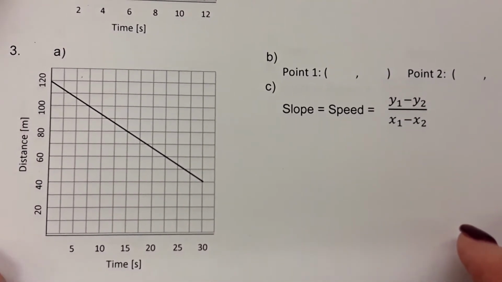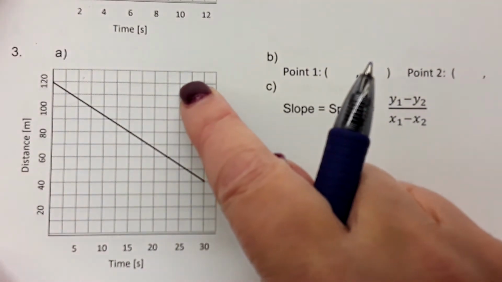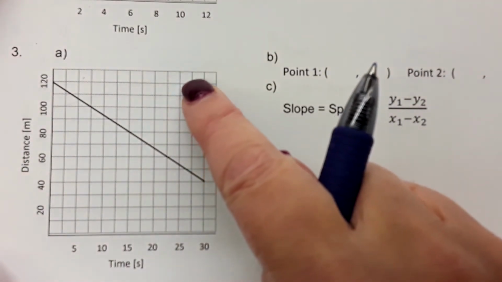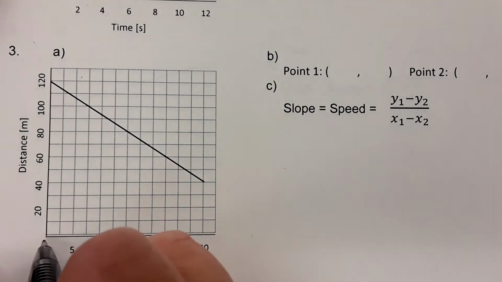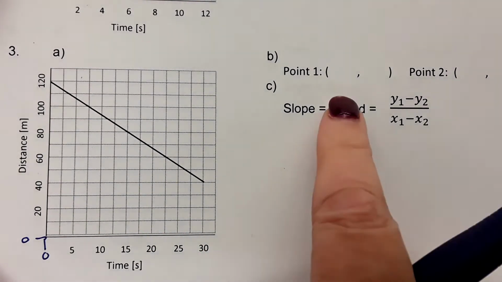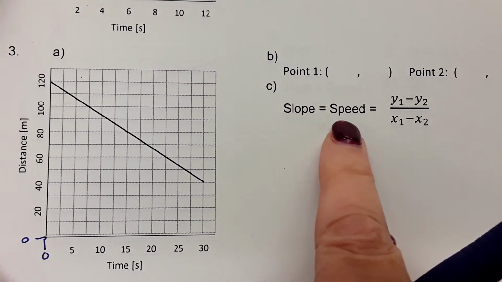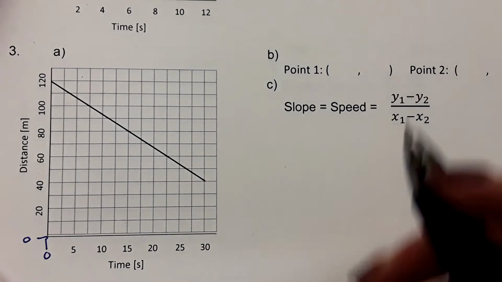All right, so let's look at this one where it slants this way instead of this way. Now that doesn't change the fact that the slope represents the speed. This just means that the object is coming back towards the reference position of 0, okay? So now, the first thing we have to do to calculate the slope or speed is to pick 2 points on the line. So let's find 2 convenient points.